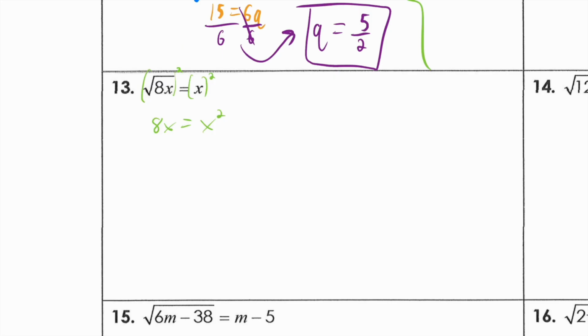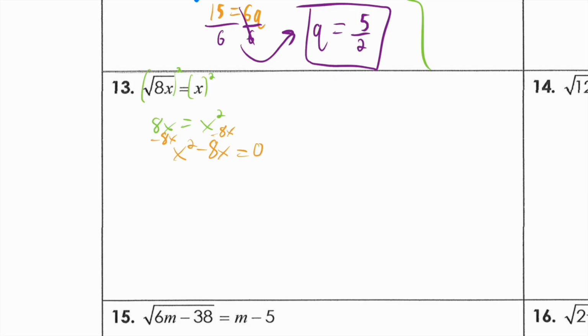So meaning we need to set it equal to 0 and look to factor in order to solve. So I'm going to subtract 8x from both sides, and I'm just going to flip it around at the same time, giving me x squared minus 8x equals 0. Once again, I subtracted 8x from both sides, and I flipped around my equation. So technically an in-between step would have been 0 equals x squared minus 8x.